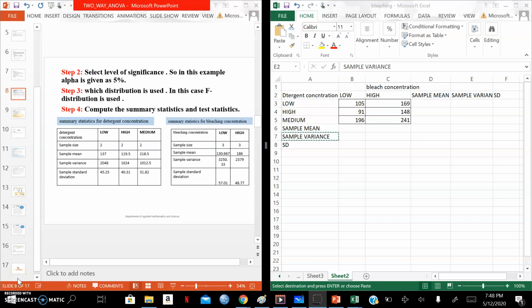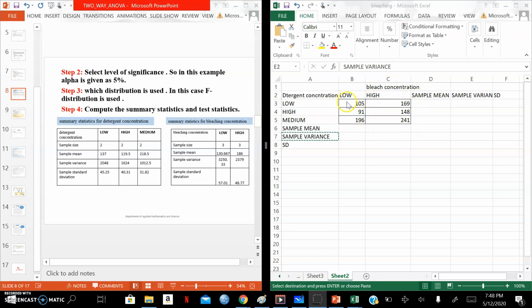Step number 4, you need to compute the test statistic. So in one way ANOVA, we learned that the F test statistic is used, where the ratio is MS between over MS within. So same thing we do here. So first of all, we need the summary statistic of our data.